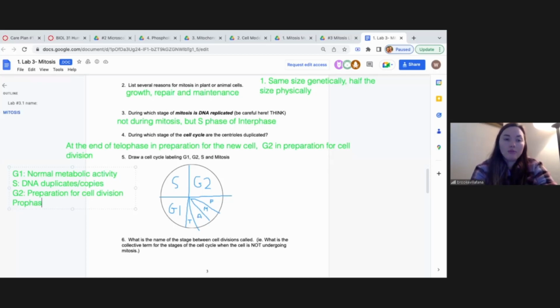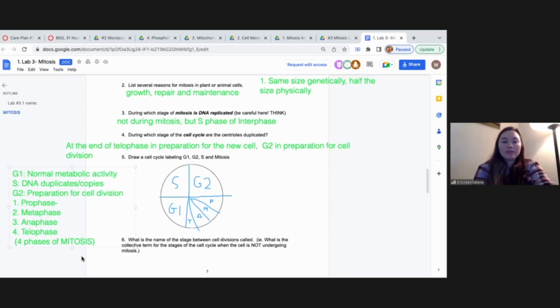Then we have prophase, metaphase, anaphase, and telophase. These 4 are the 4 phases of mitosis. 1, 2, 3, 4. And maybe just quickly write this down. I would recommend writing these down, guys, because this stuff will be on your lecture exam, and having the basic definitions is going to be really helpful.